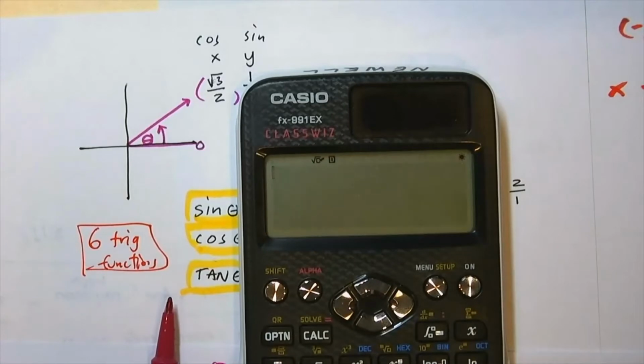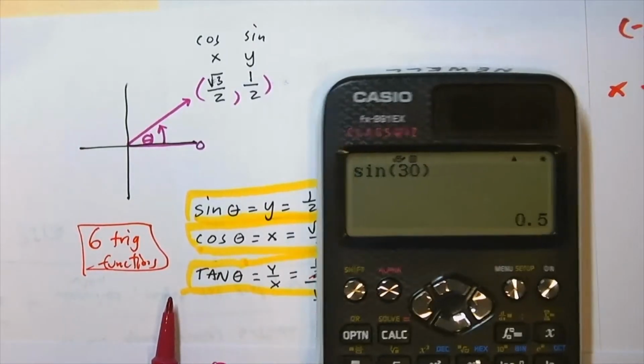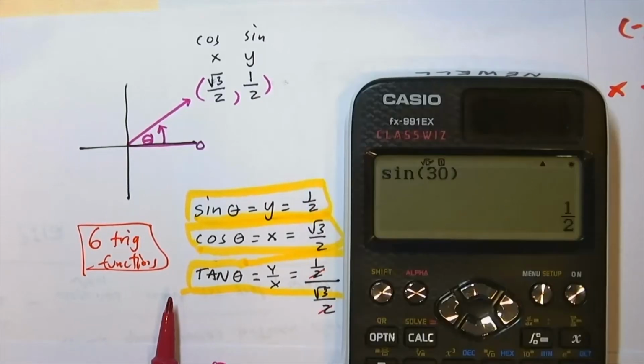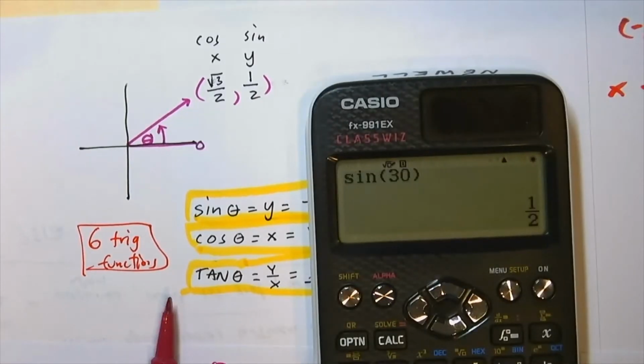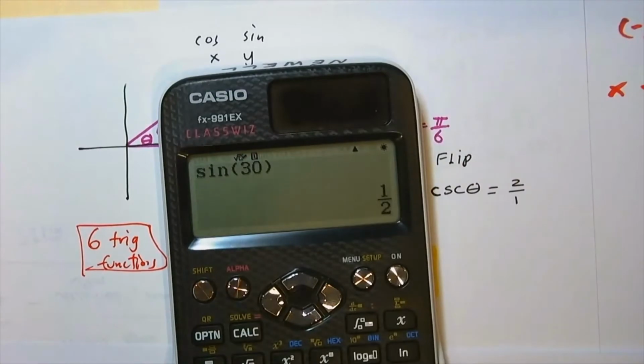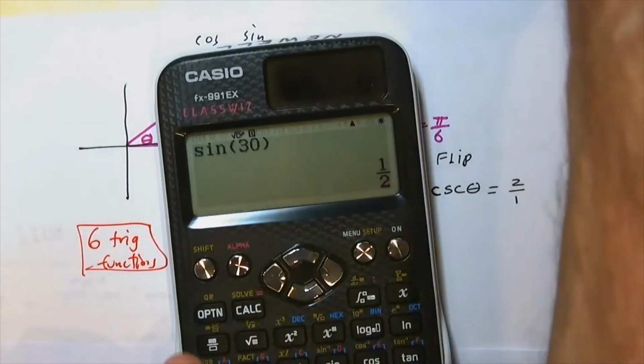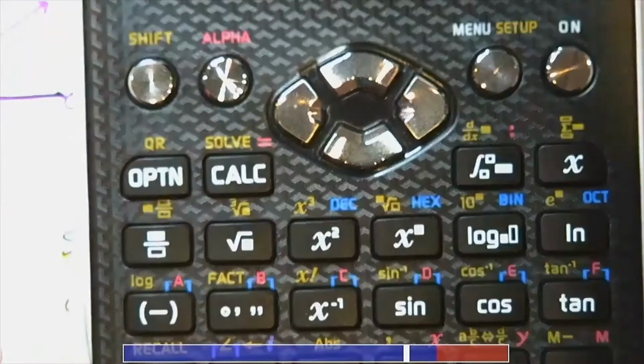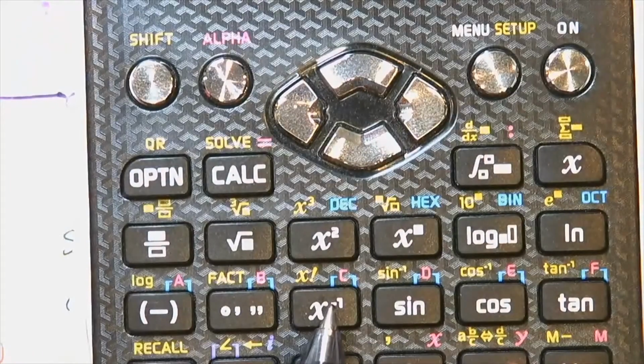Let's go back. Sine of 30. Okay, there it is. Do you have a flippy button? I could also put the fraction, 1/2. Do you have a flippy button? Yes, everybody has a flippy button. Okay, where is it on this calculator? On this calculator, x to the -1 power.